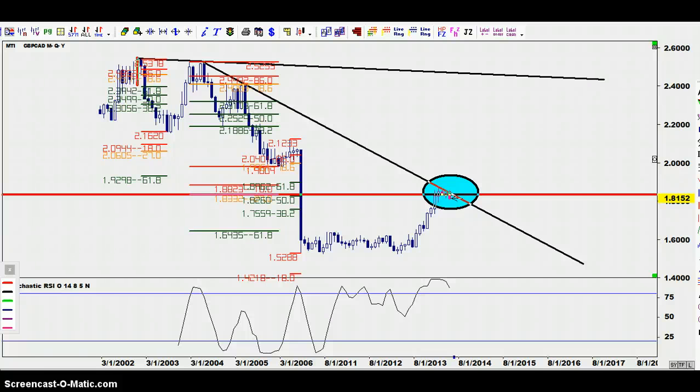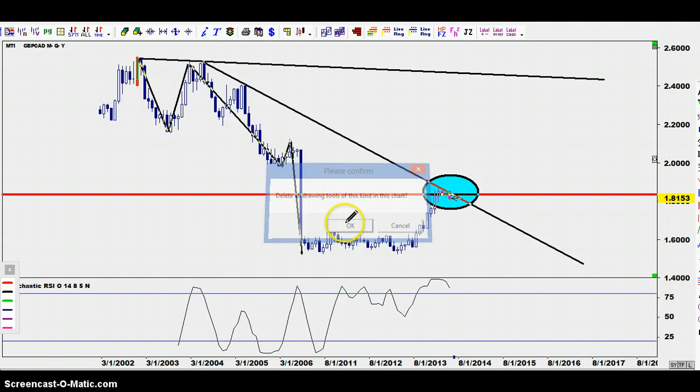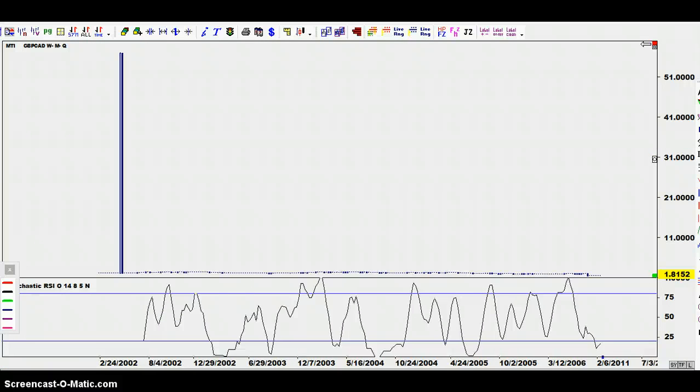Cool. Let me just mark these down so I can delete the fibs. I don't know if this does it to you, but whenever I look at charts with too much writing on them, it gets to me. It's like having a dirty house. It's a lot of clutter I can do without. Cool. Let's just move on quickly to a weekly chart.